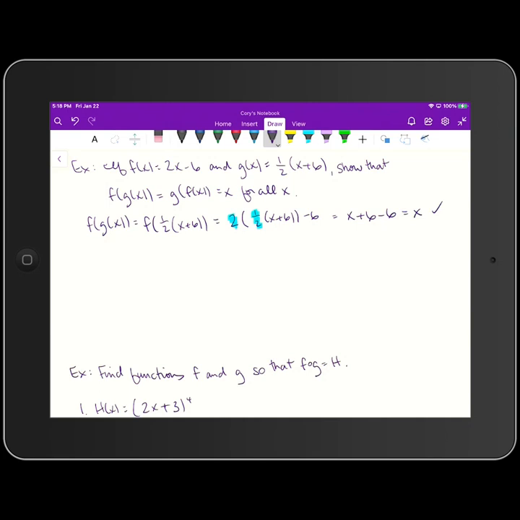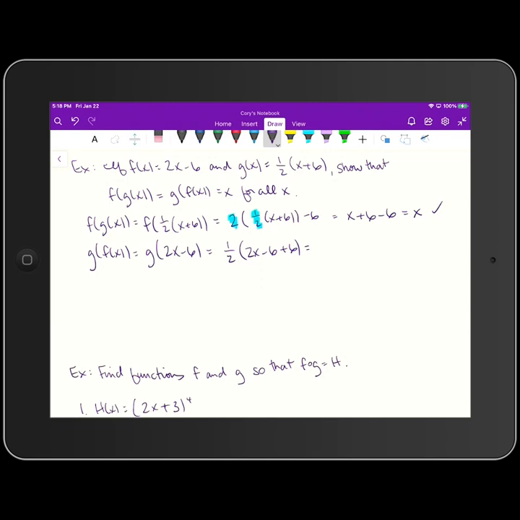Okay, we want to take the composition the other way next. So g composed with f of x, which is going to be g of f of x, which is 2x minus 6. So we're going to plug in 2x minus 6 wherever we see an x in the function g. So that's going to be 1/2 times 2x minus 6 plus 6.